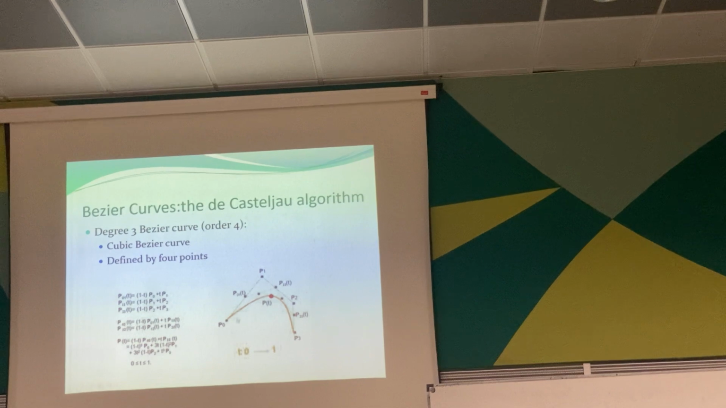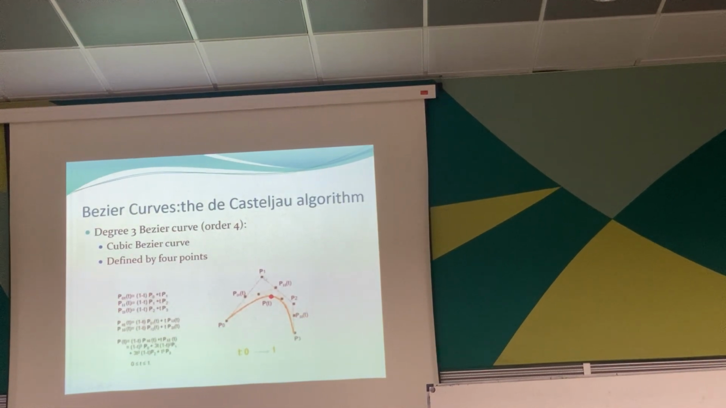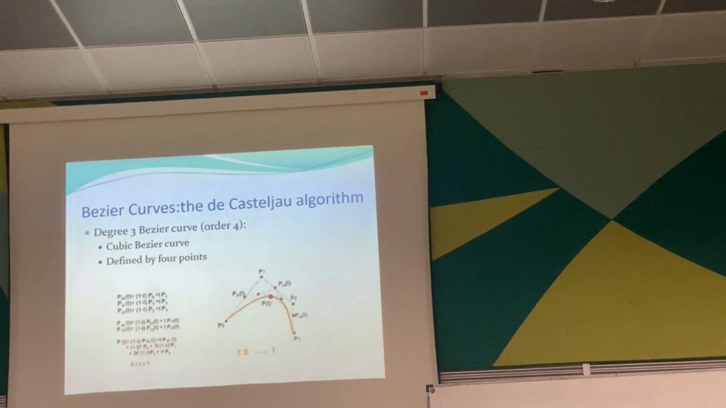Okay, more interpolation. So you want 1, 2, 3, 4: P0, P1, P2, and P3. You need to get a point at time t on the curve. So first thing to do, you interpolate between P0 and P1: 1 minus t of P0 plus t P1. Then get P1 and P2.